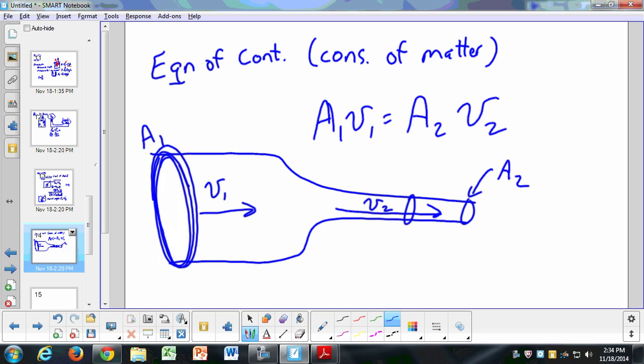So for example, if A2 goes down as it has here, V2 has to go up because this quantity remains constant. The product of those two numbers is always equal. Like a garden hose, put your finger over the end, right? You close off that area, it makes it come out faster. So that's the equation of continuity based on the conservation of matter. If I change my area, I change my flow speed. And then the next one is Bernoulli's principle.